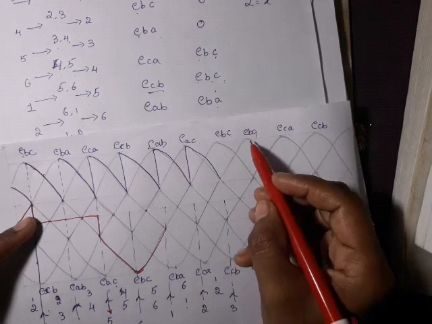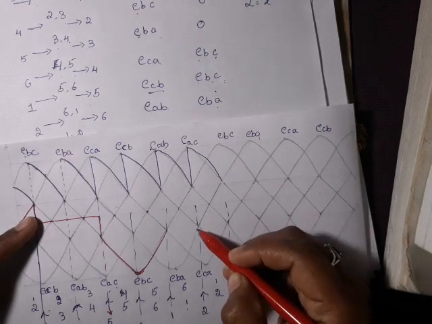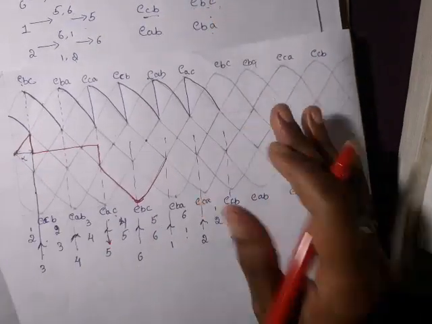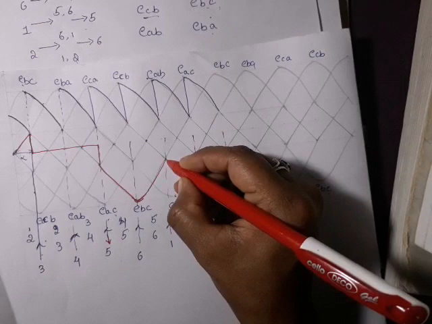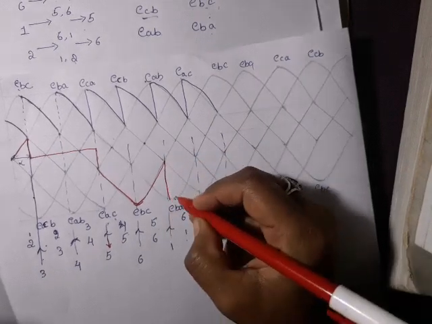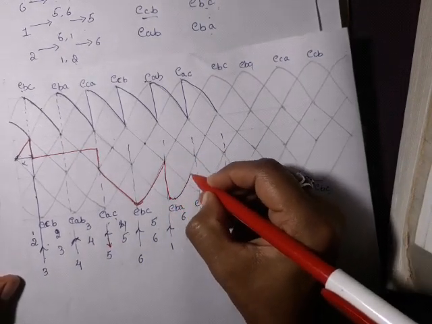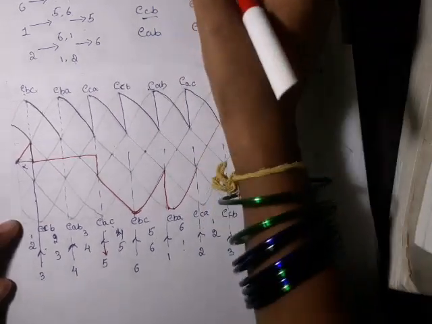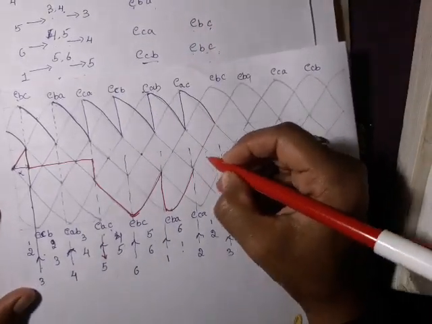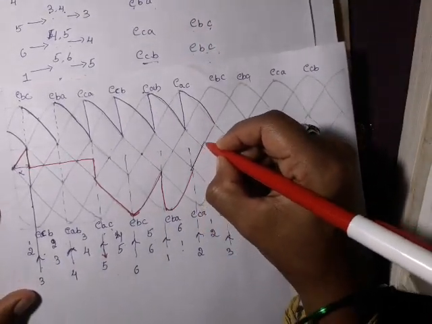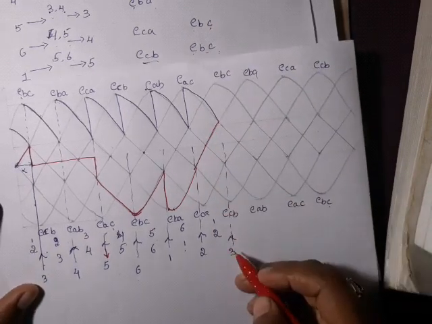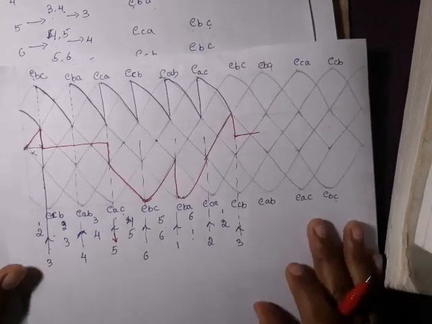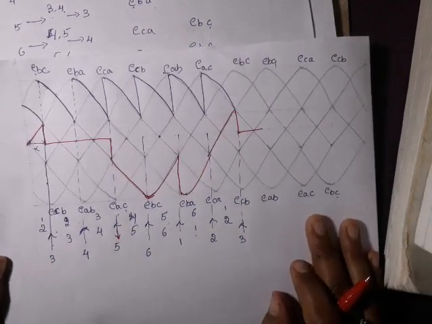Then, when 6 and 1 are conducting, the voltage is EBA. So where is EBA? Here is EBA. It will drop to EBA and continue with EBA till next. Then again when 1 and 2 are conducting, the voltage is EBA. It will continue to be EBA. Yes, this is where valve 3 comes into conduction. So it will become 0. So this is valve 3 voltage.